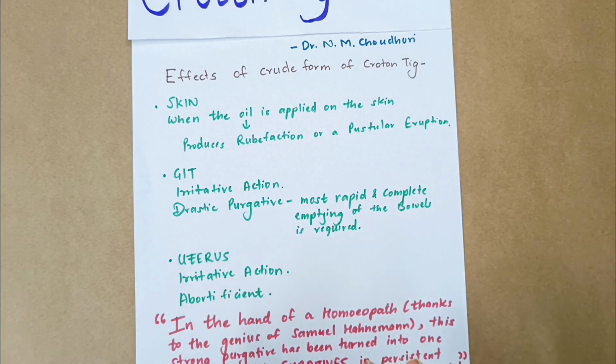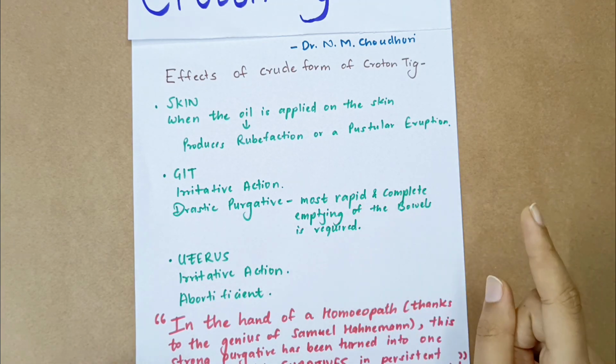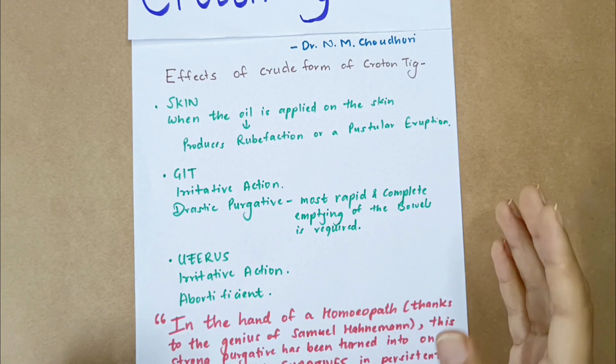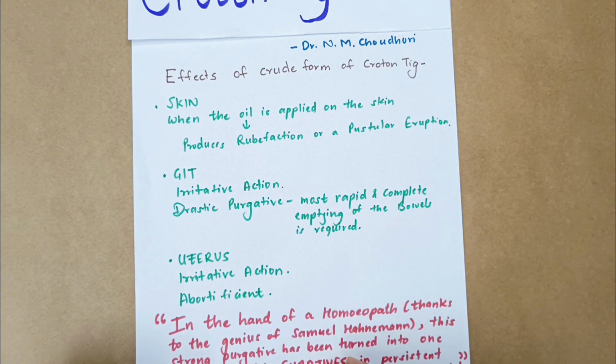So this is something that Dr. N.M. Choudhuri says, that to all the unbelievers of similia similibus curentur, we need to show this. We need to tell them that you have to try Croton Tig, and everybody knows that in crude form Croton Tig has this kind of action of producing diarrhea. So you try it in diarrhea.